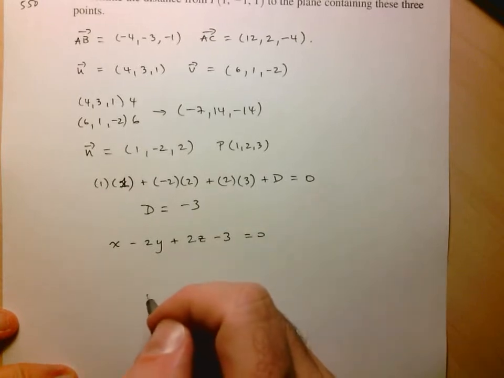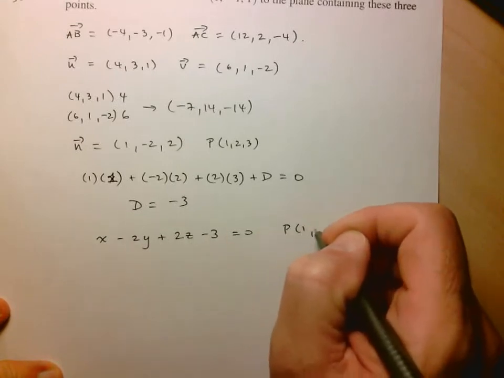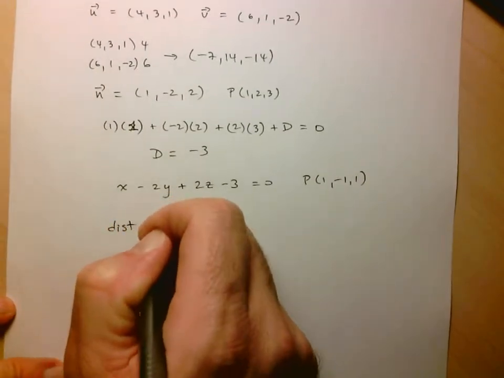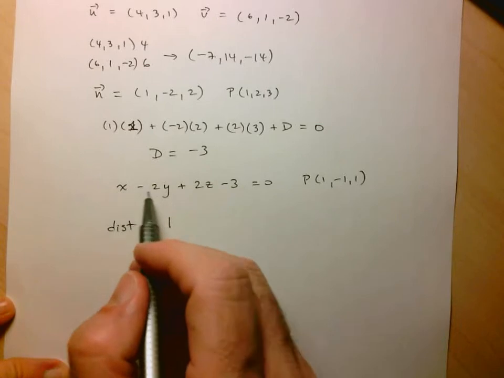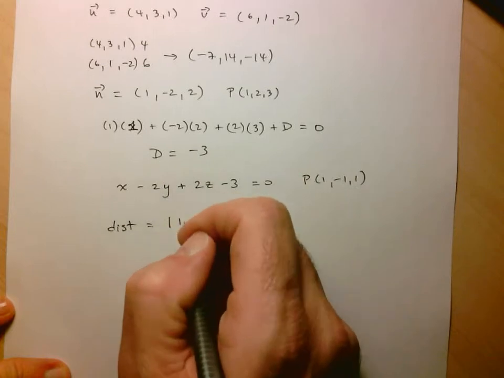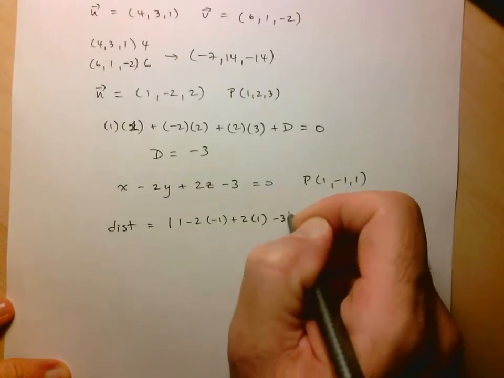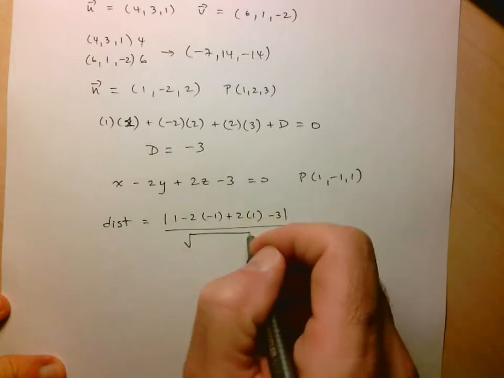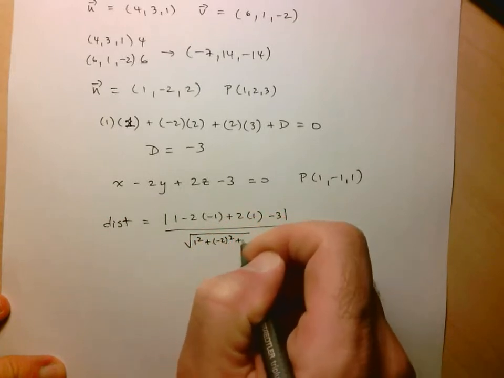And we're trying to find the distance from this plane to the point 1, -1, 1. Okay, and so now I can just apply my distance formula. So the distance is the absolute value of this left-hand expression evaluated at the point I'm finding the distance to. So it's 1 minus 2 times -1 plus 2 times 1 minus 3, all over the magnitude of the normal vector. So the normal vector is 1, -2, 2. So 1 squared plus -2 squared plus 2 squared.